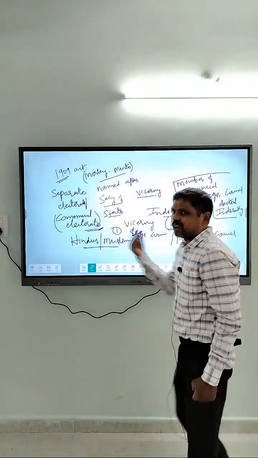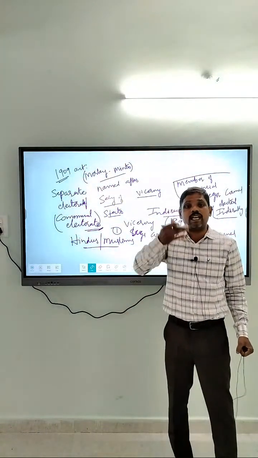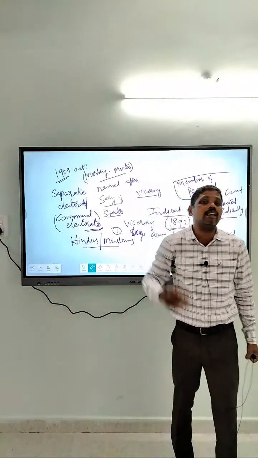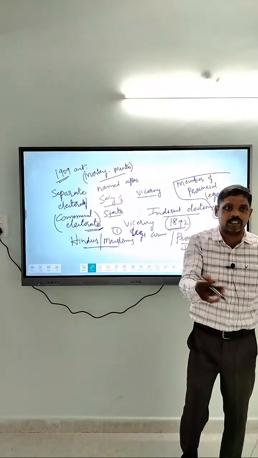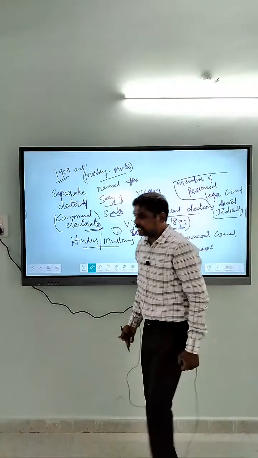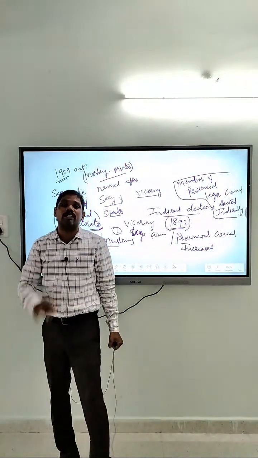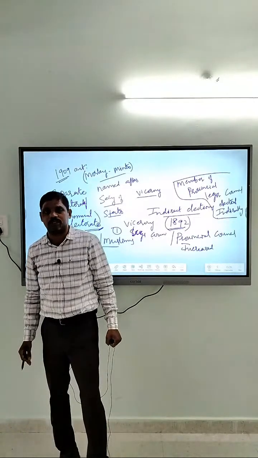Alright. Later on, this was extended. This separate electorate was extended to other religions, for example, Christians, Sikhs, and every section. So by 1935, every section got voting rights and the right to contest the elections. Alright.